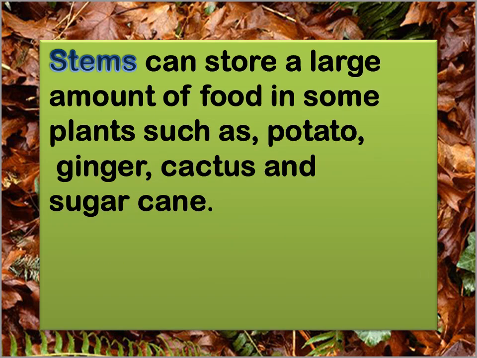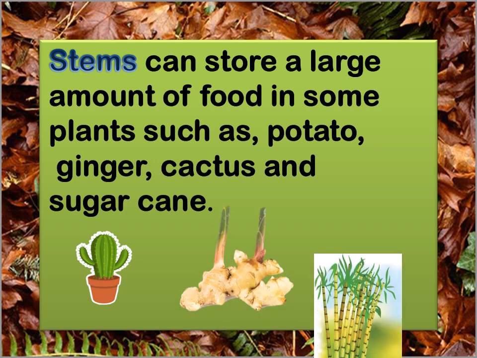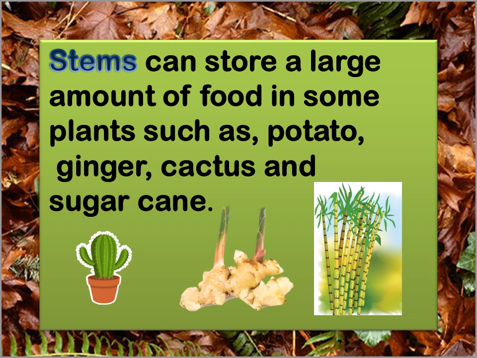Next, stems can store a large amount of food in some plants, such as potato, ginger, cactus, and sugar cane. So these are examples of plants where stems can store a large amount of food. Cactus, ginger, sugar cane. Sugar cane stores sugar.